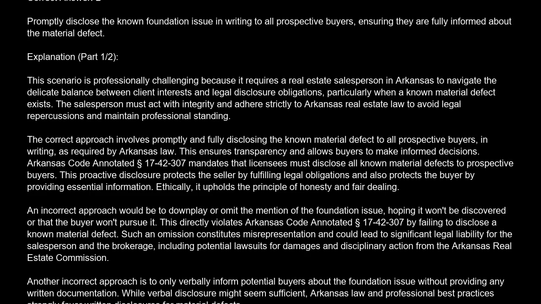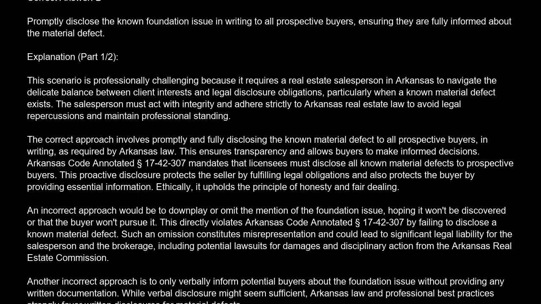The correct answer is D. Promptly disclose the known foundation issue in writing to all prospective buyers, ensuring they are fully informed about the material defect. Explanation. This scenario is professionally challenging because it requires a real estate salesperson in Arkansas to navigate the delicate balance between client interests and legal disclosure obligations, particularly when a known material defect exists.